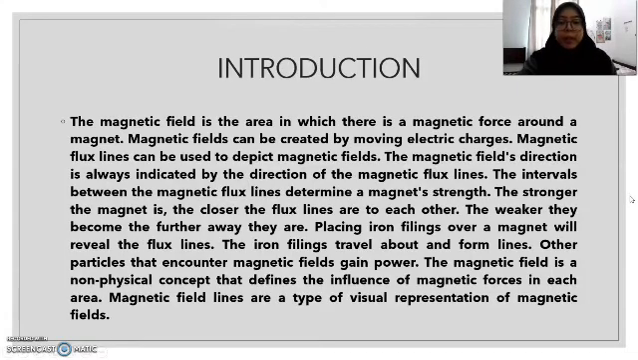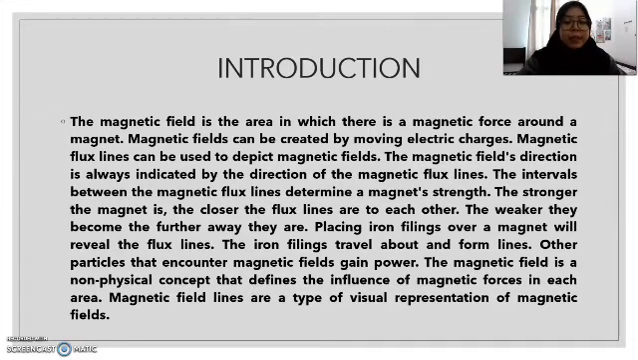Introduction. The magnetic field is the area in which there is a magnetic force around a magnet. Magnetic fields can be created by moving electric charge. Magnetic flux line can be used to depict magnetic field. The magnetic field's direction is always indicated by the direction of the magnetic flux line.